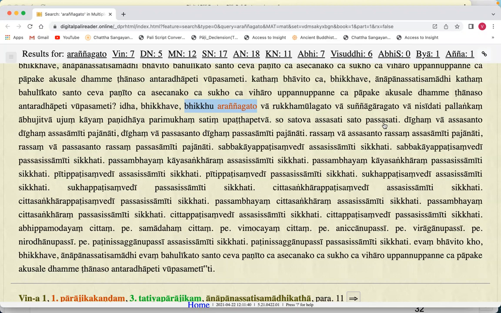Those words can be the last member in a compound, actually in a Tappurisa, like Kamagato, Arannagato, Sunnagaragato, Rukkhamulagato, and so on. But if it is a passive past participle, like Buddha, we cannot say Baddha Buddha. Why? So, Baddha Buddha.